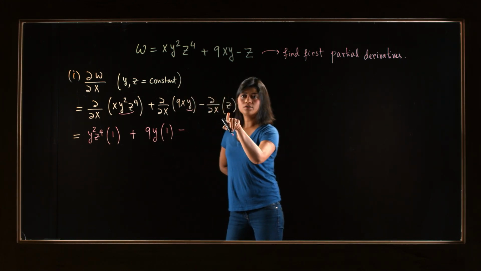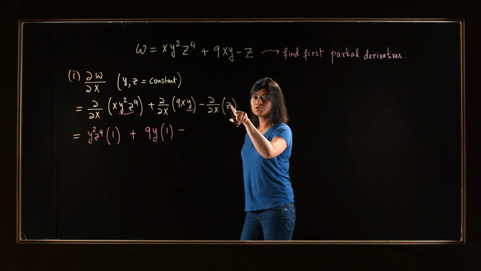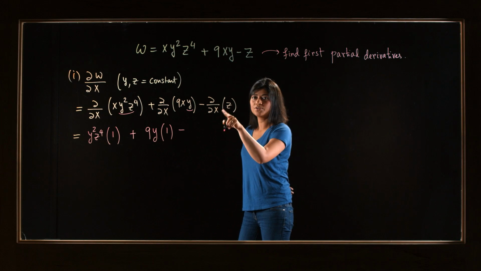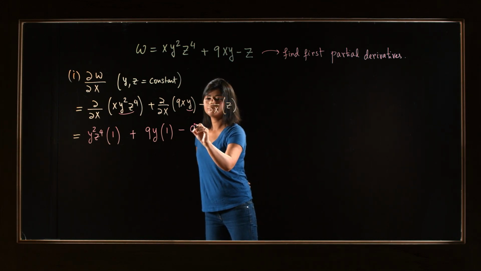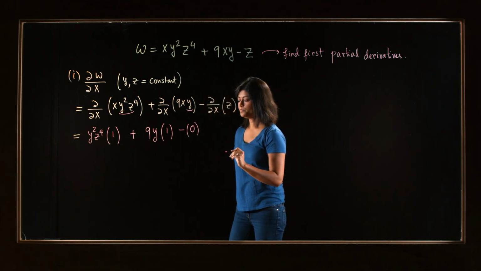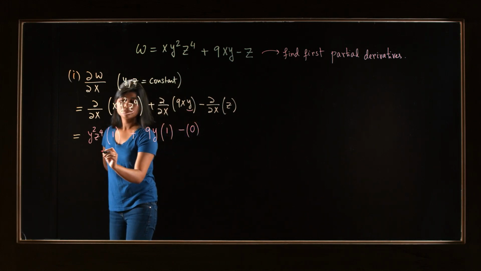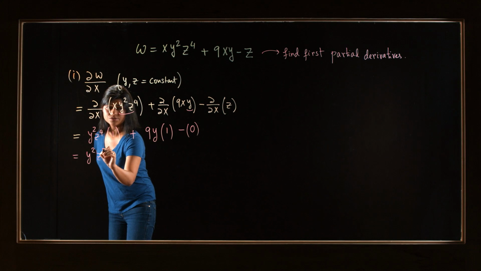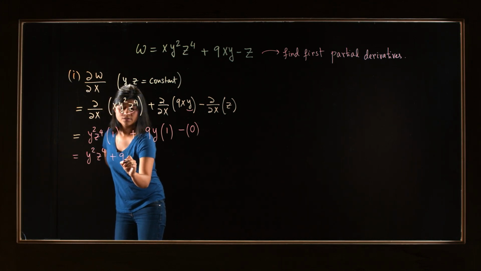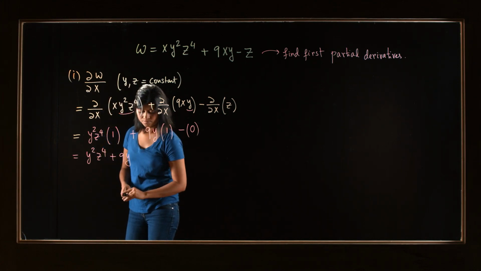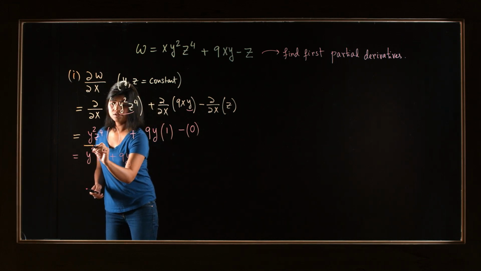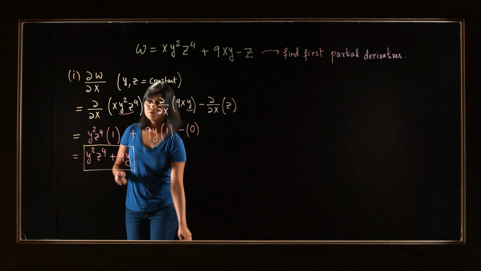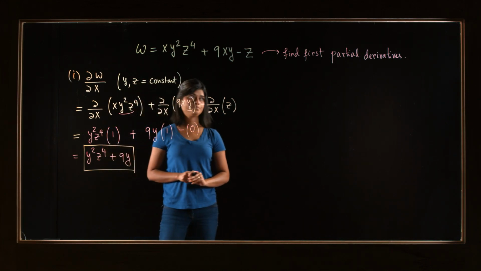For the last term, there is no x, there is just z, and z is considered constant, so the derivative of a constant is 0. So, simplifying, we get y square z to the 4 plus 9y. So, this is the first partial derivative with respect to x.